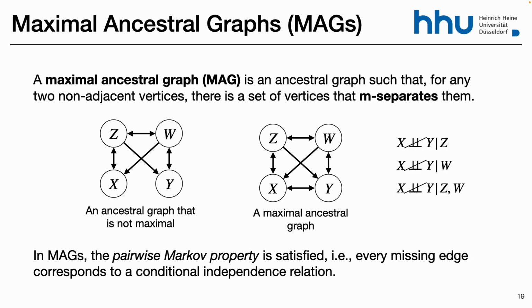This property is satisfied, right? So the pairwise Markov property, that says that every missing edge corresponds to a conditional independence relation, is satisfied in a Markov maximal ancestral graph. So how can we create then the maximal ancestral graph?